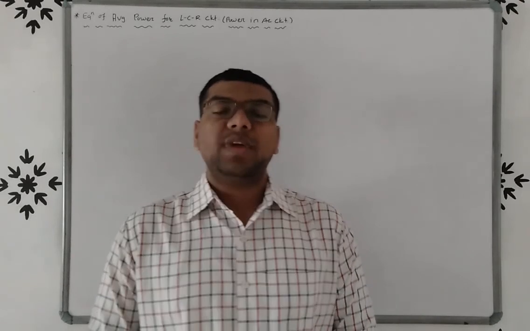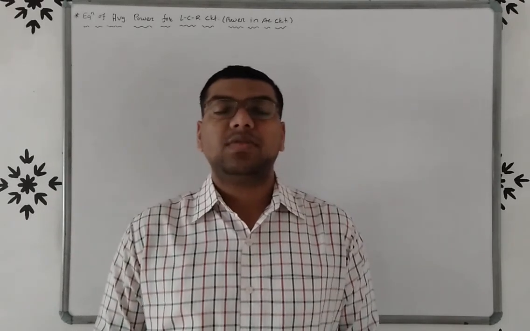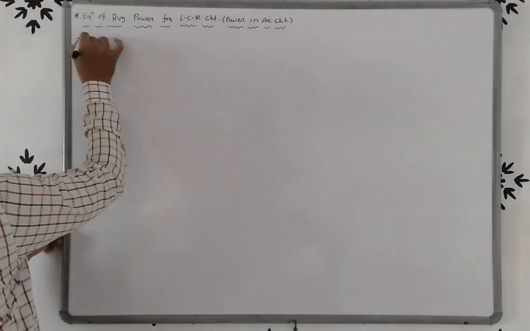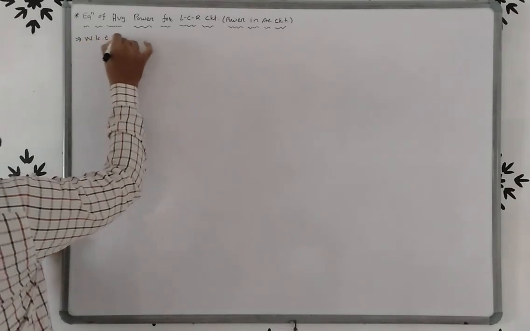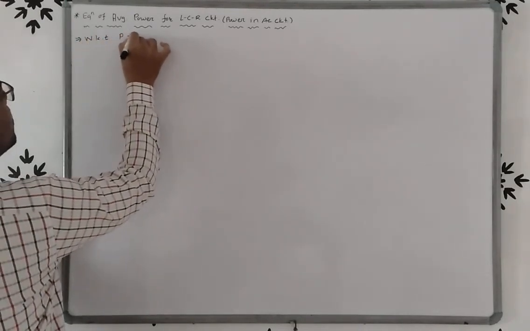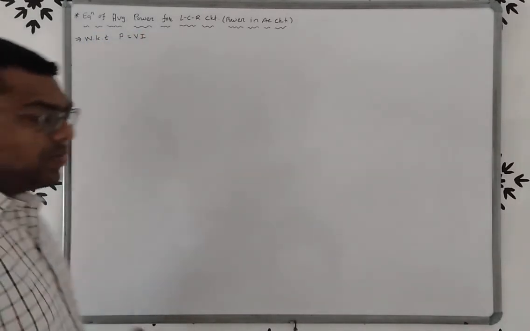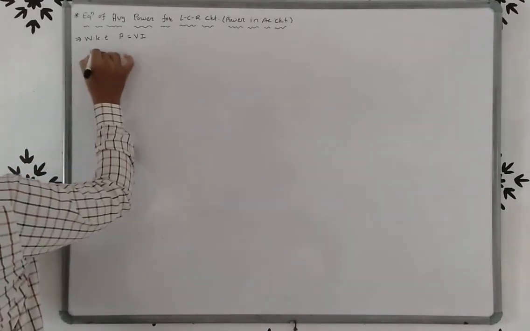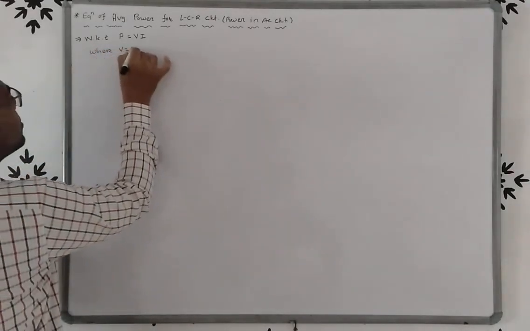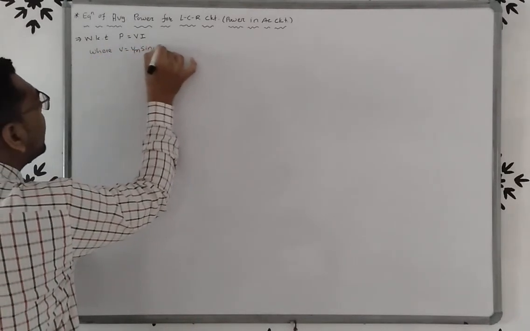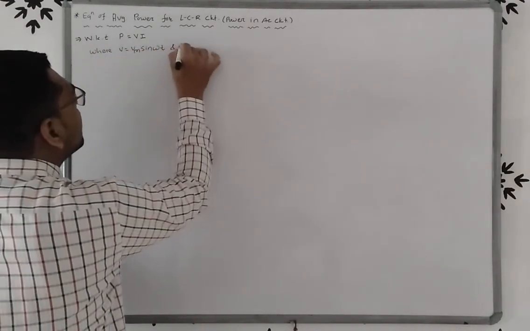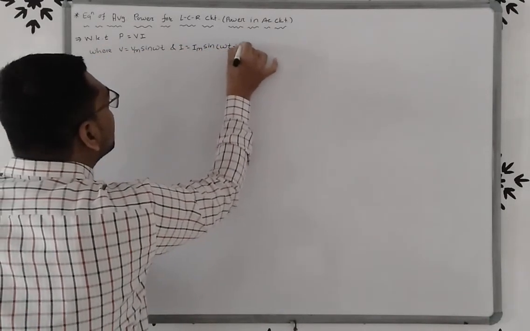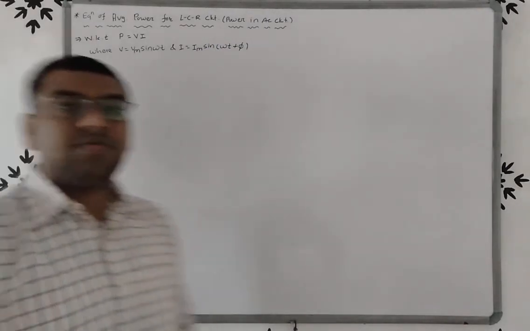So we already know the equation of power. We know that power P is equals to VI, where V is equals to Vm sin omega t, and I is equals to Im sin omega t plus phi. Suppose here we consider phase difference phi.